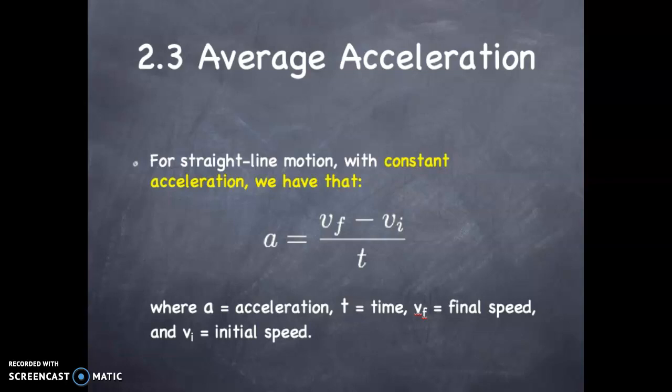For an object moving in straight line motion, and that's the only kind we will consider in this class, and moving with constant acceleration, we have this mathematical relationship: the acceleration a is equal to the final velocity of the object minus the initial velocity of the object, divided by the time t. This is an equation that we will use a great deal, and if you know any three of these four quantities, this equation allows you to find the fourth of them.